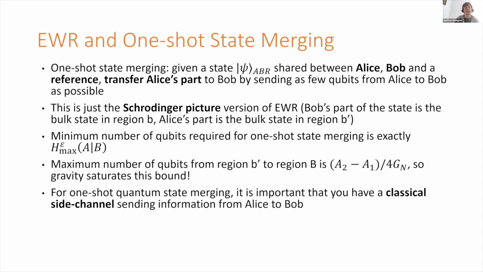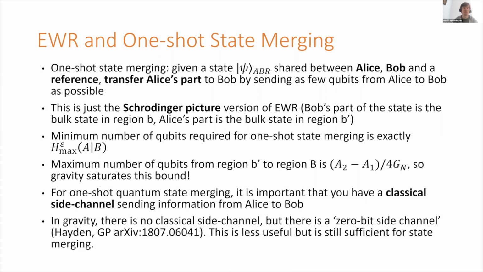However, there's a subtlety here, which is that when you do one-shot quantum state merging, it's crucial that you have what's called a classical side channel, that Alice is able to just phone up Bob and tell him some classical information over the phone about maybe outcomes of measurements she did on psi and stuff like that. If you don't have that, you need to send a lot more qubits. In gravity, of course, there's no classical side channel. The amount of classical information that can be learned about little b prime is actually just the same as the amount of quantum information that can be learned. There's no extra classical information.